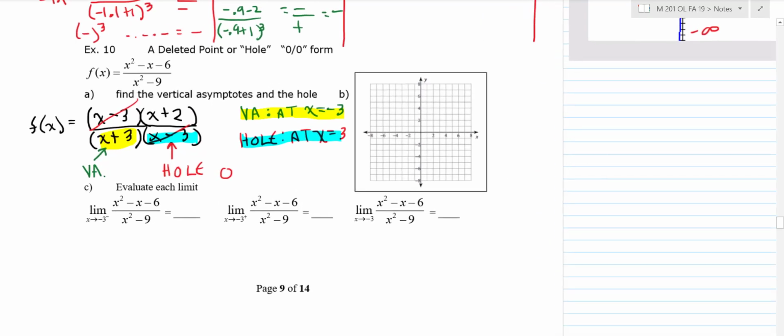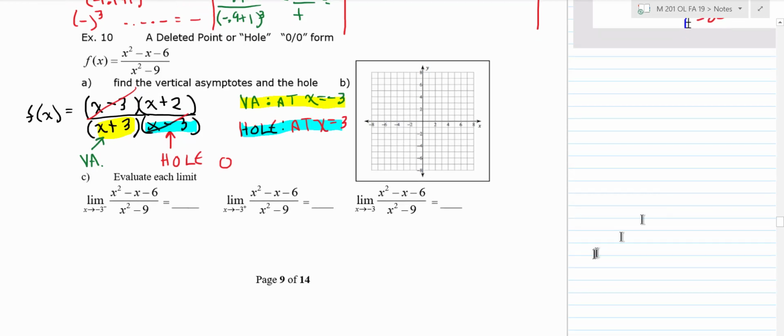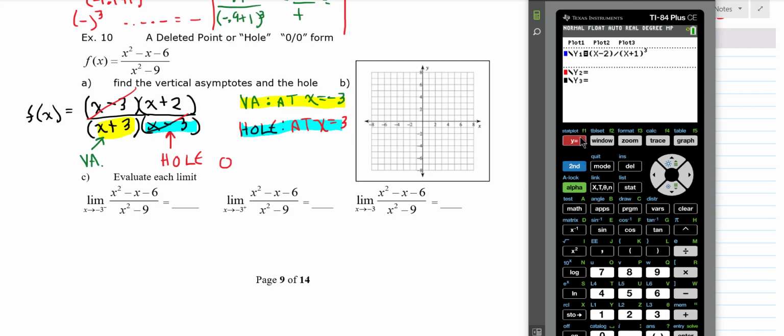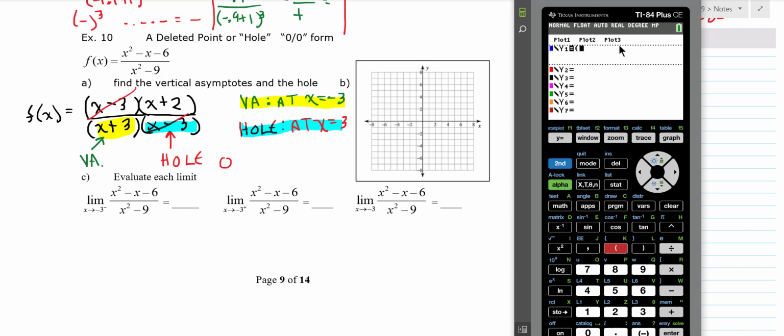Now what we're going to do on this problem is we're going to graph this on the calculator, and we're going to put in the original function. So you can either watch this or you can do this with me. It's always a good idea to do the graphing with me on here just to make sure you're comfortable where the buttons are and everything. So we're going to do x squared minus x minus 6 divided by x squared minus 9, and we'll do that in the standard window. So we're going to do a zoom 6, and we're going to get this.